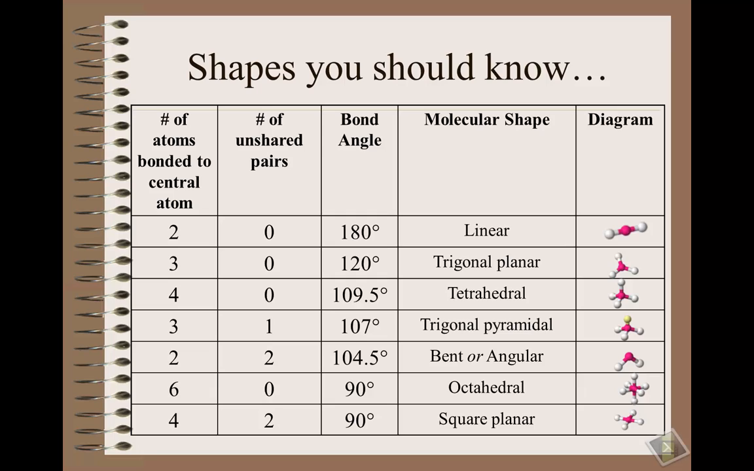And so with trigonal pyramidal, we see a bond angle of 107. If we put 2 unshared pairs on there, we can strain that bond angle even more, all the way down to 104.5 with the bent shape.